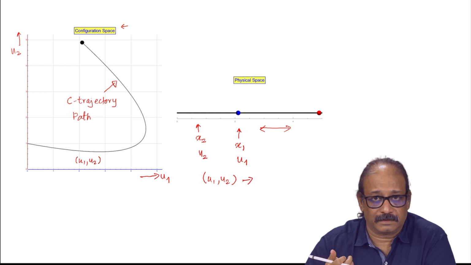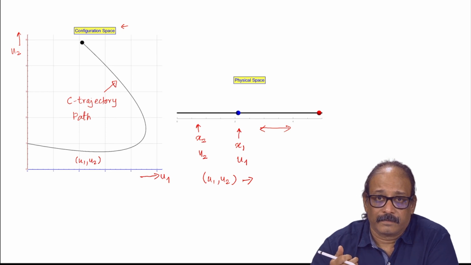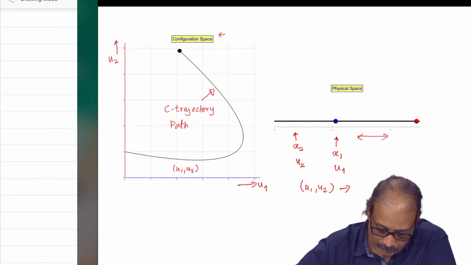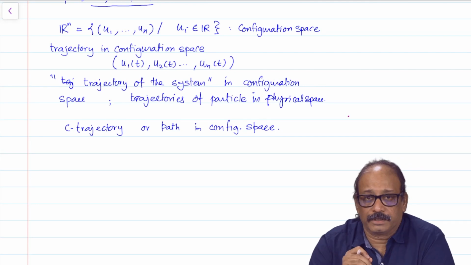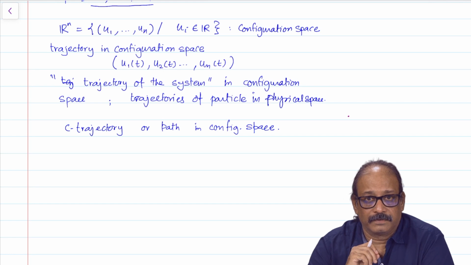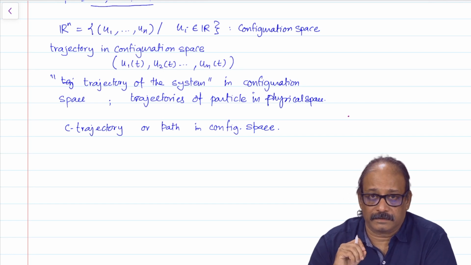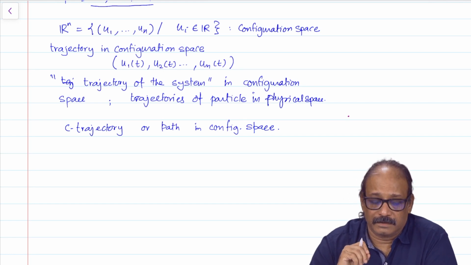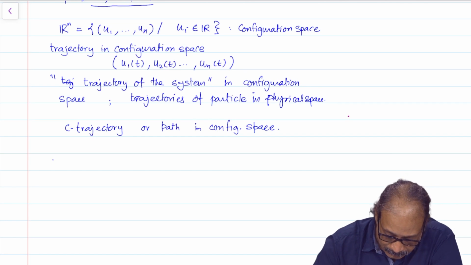And individual particles, as they move on the one dimensional line here, they of course would have their individual trajectories. Now, here the motion does not necessarily mean the equation of the curve in the configuration space. What we mean is this. Let me take one example.